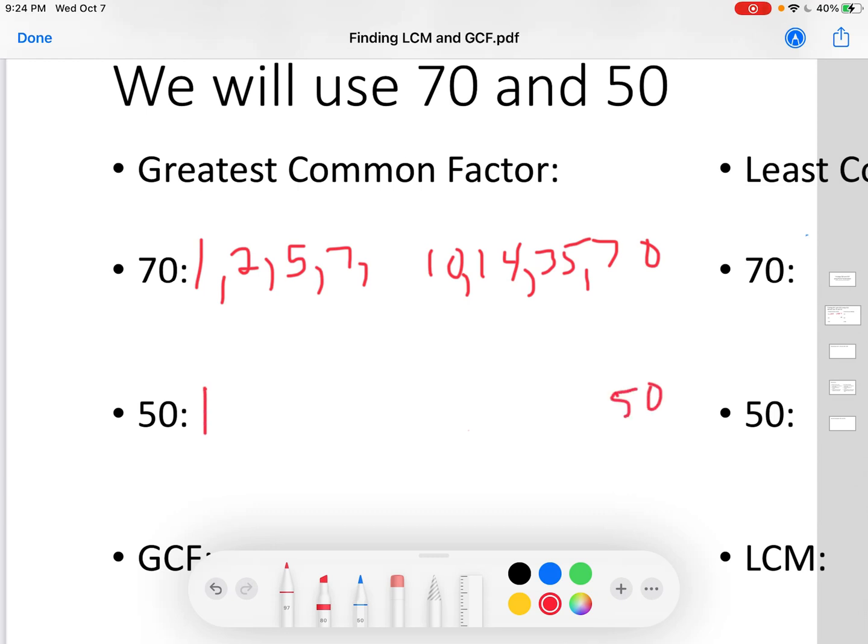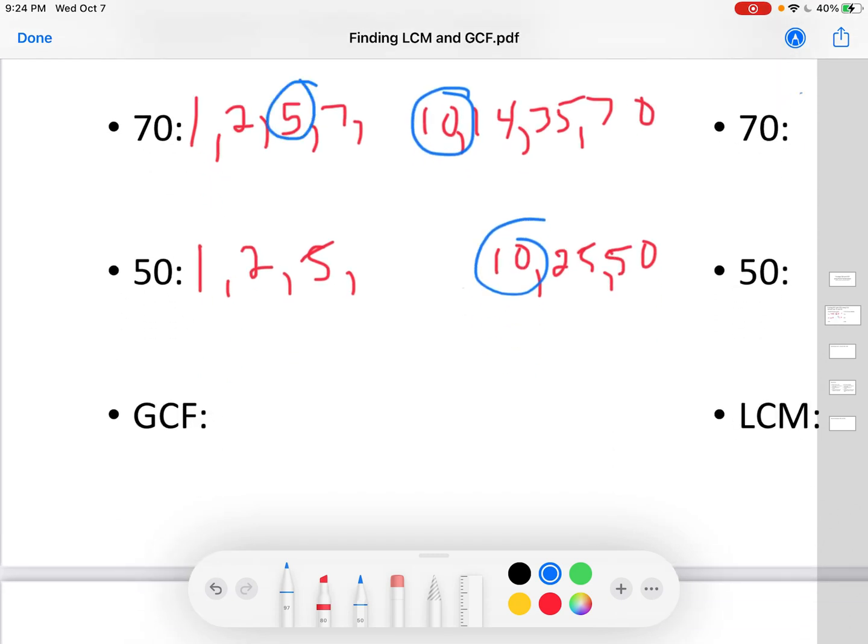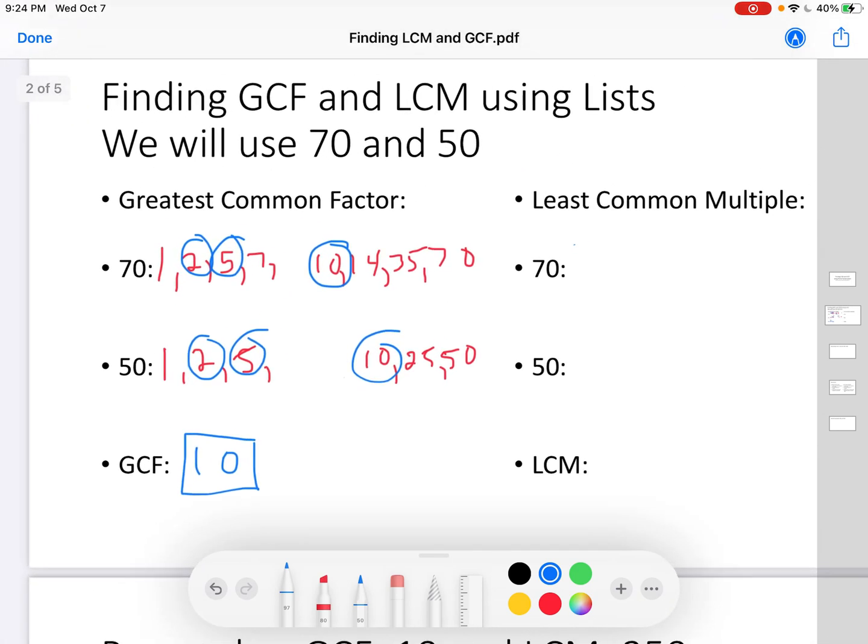1 times 50. 2 times 25. 3 doesn't work, 4 doesn't work, 5 works. 5 times 10. 6 doesn't work, 7 doesn't work, 8 doesn't work, 9 doesn't work. Okay, that's the factor list for 50. Now we need to find the common factor. The greatest common factor is 10. That's the highest number. It also has 5. It also has 2. But the greatest of those is 10. That is the greatest common factor.